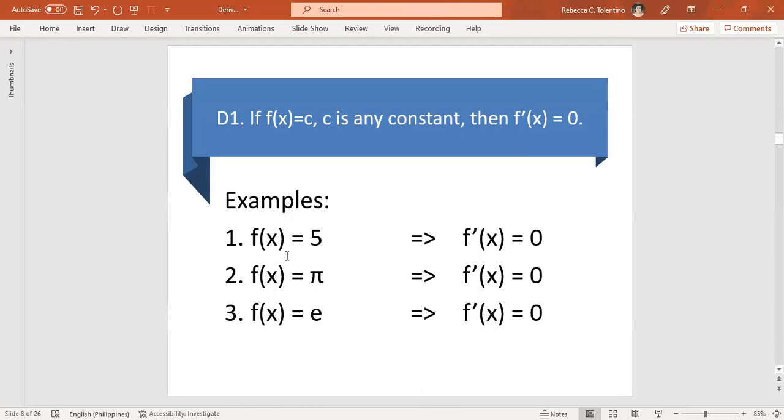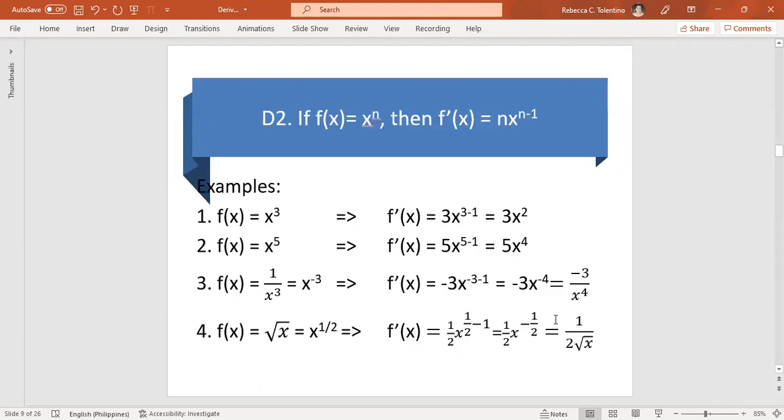So to illustrate, if your f of x is 5, then your y prime or f prime of x is 0 because 5 is constant. If your f of x is equal to pi, which is another constant, then the derivative of f of x is 0. If your f of x is e, which is also a constant, then your f prime of x is equal to 0. So again, rule 1 says that the derivative of any constant is 0.